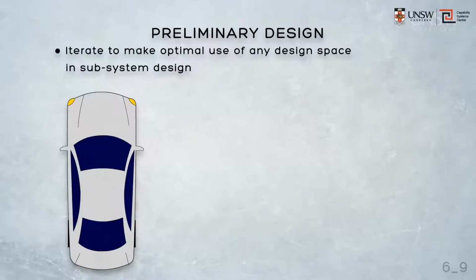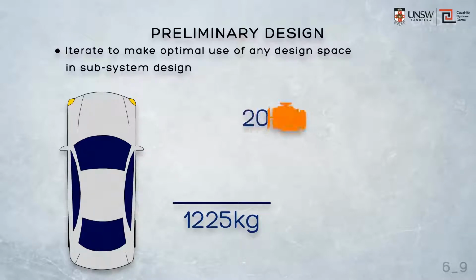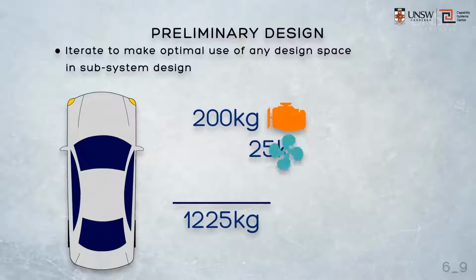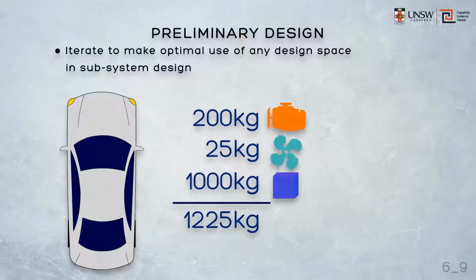Let's go back to the car and the air conditioner to illustrate the point. Let's say the weight of the car needs to be no greater than 1,225 kilograms. This may be a system level requirement in the form of a constraint. During preliminary design, the systems engineers make some design decisions about how much of this 1,225 kilos each of the subsystems will be given. For example, we might allocate 200 kilos to the engine, 25 kilos to the air conditioner, and 1,000 kilos distributed amongst the rest of the subsystems.